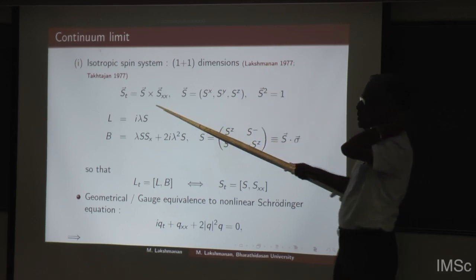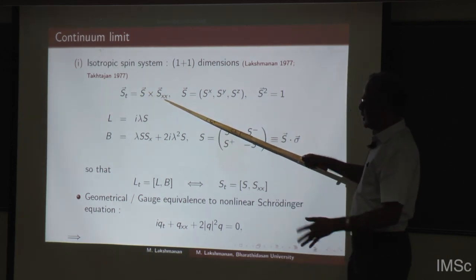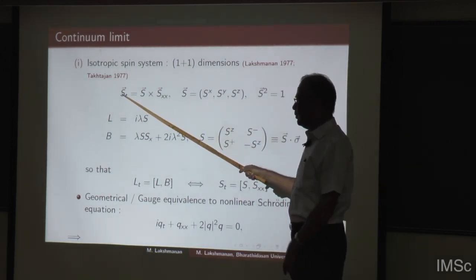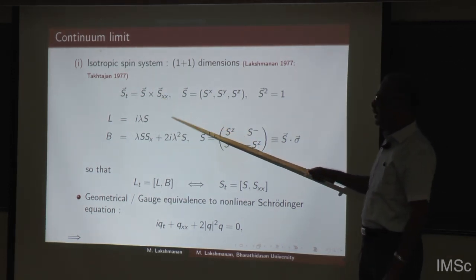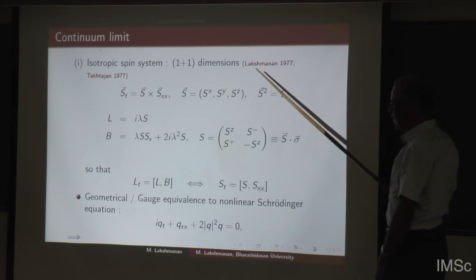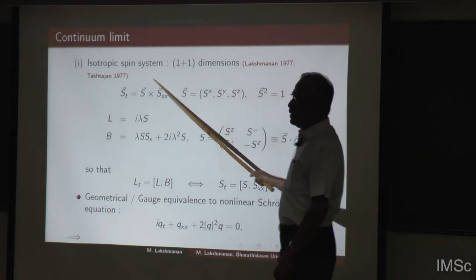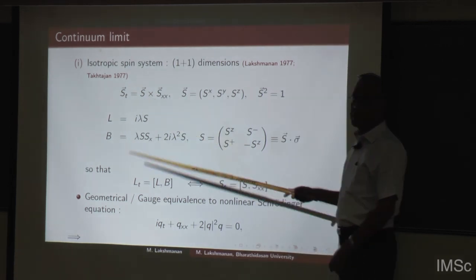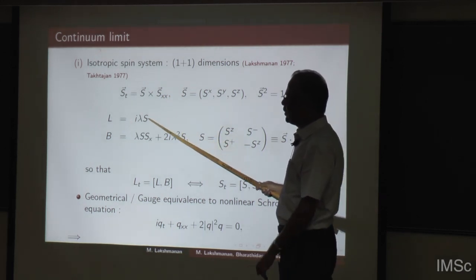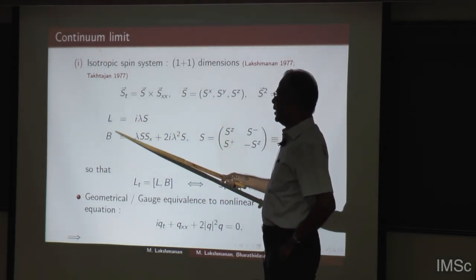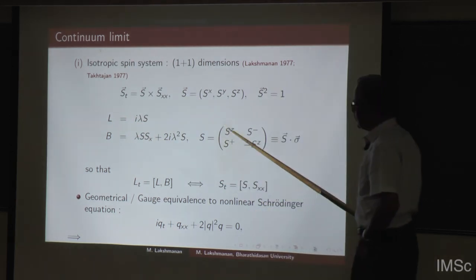So you consider an isotropic Heisenberg spin system. I have removed all the constants and rescaled them. So you have ∂S/∂t = S × ∂²S/∂x², with these three components and a constraint. Because of this constraint, this becomes a highly nonlinear, non-trivial evolution equation. But then, associated with this, you can identify two linear operators, 2 by 2 matrix operators.